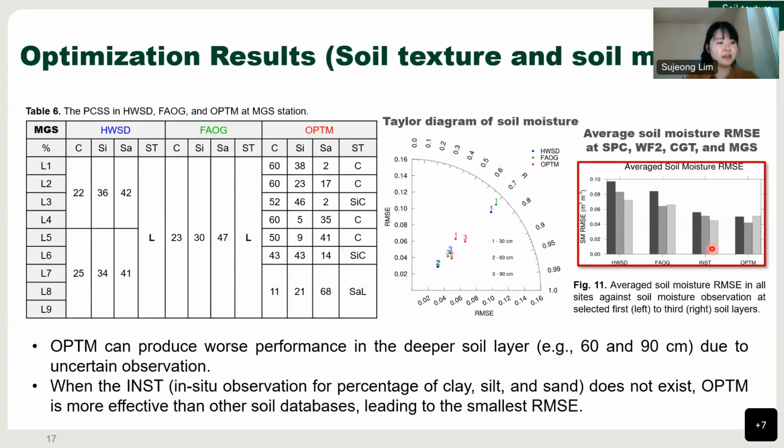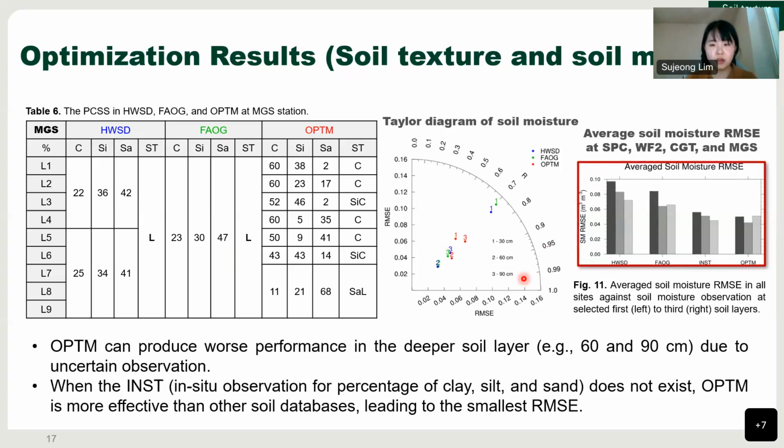And this is the other station example. Because this station doesn't have in-situ observations, only the soil databases are available. As a result, OPTM suggests a soil texture profile and leads to the biggest improvement in the 30 centimeter first layer. Since the deeper soil layers contain uncertain observation, it interrupts the optimization at 60 and 90 centimeters.